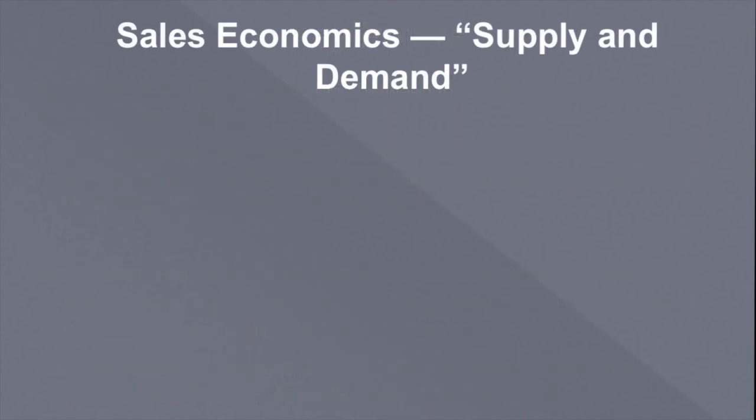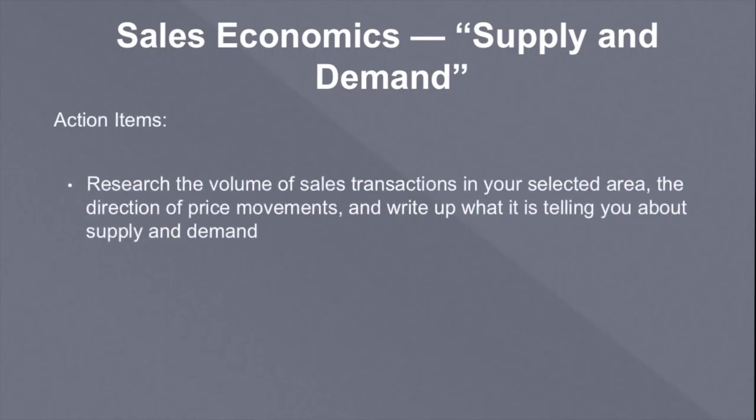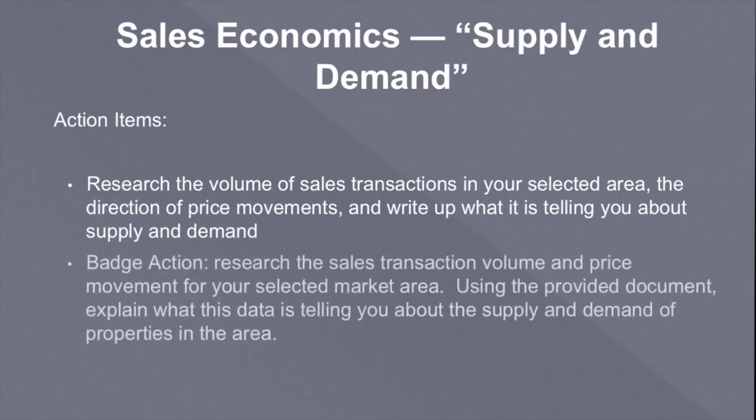So, supply and demand and sales economics. Here are your action items. Research the volume of sales transactions in a given area. You pick the area, and maybe it's a market that you want to concentrate on. You've always had that choice in most of these assignments throughout the course. Look at the directions of the price movements, and just write us a paragraph or two about that, and tell us about the supply and demand and what it is telling you as the potential investor.